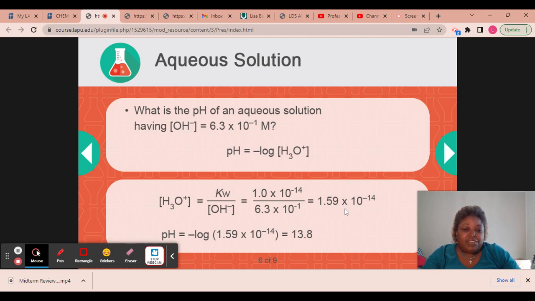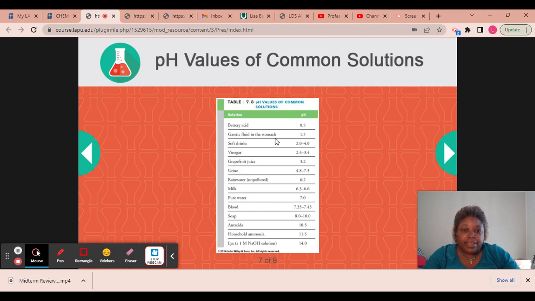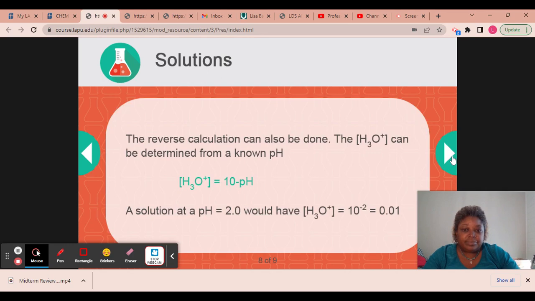So now we can take this value, plug it in here, and take the negative log, we get 13.8. And that is our pH value. With a value of 13.8, that tells us that this particular solution is basic because it is greater than 7. Right? And then this gives you some examples of different substances that we know and their pH values.